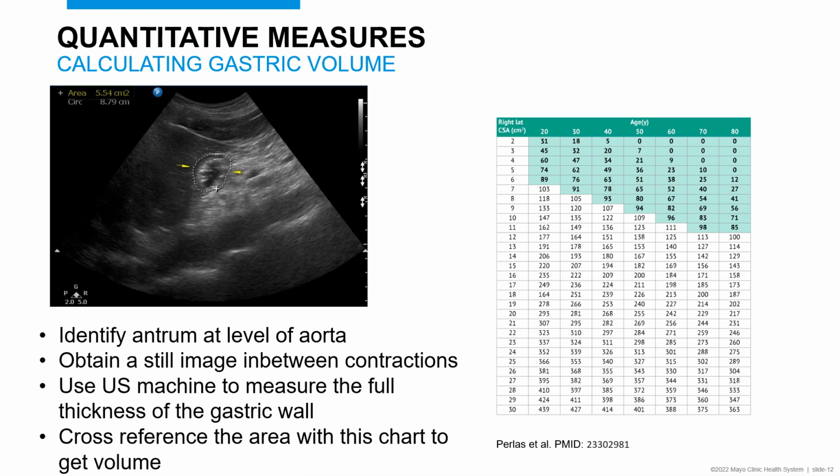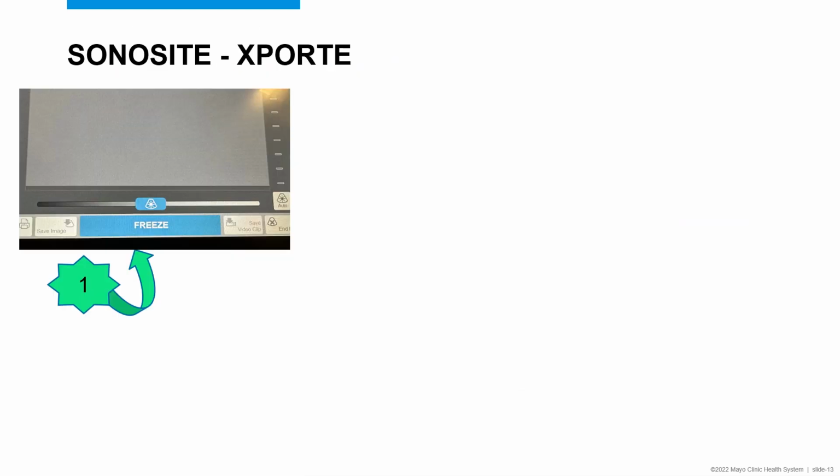You would find that respective area in the first column here on the left and then follow the row over to the patient's respective age. Any green colored box suggests that the patient would be a low aspiration risk. So how do we calculate the gastric area on the ultrasound machine? Here at the Mayo Clinic, we have both the Export and the LX ultrasound machines. So I'm going to take you through that.